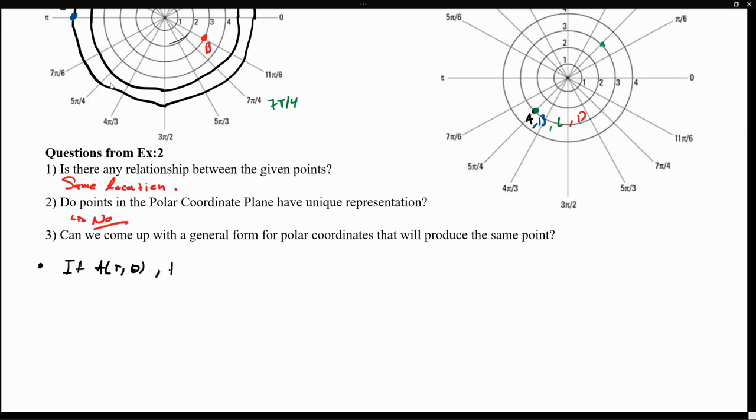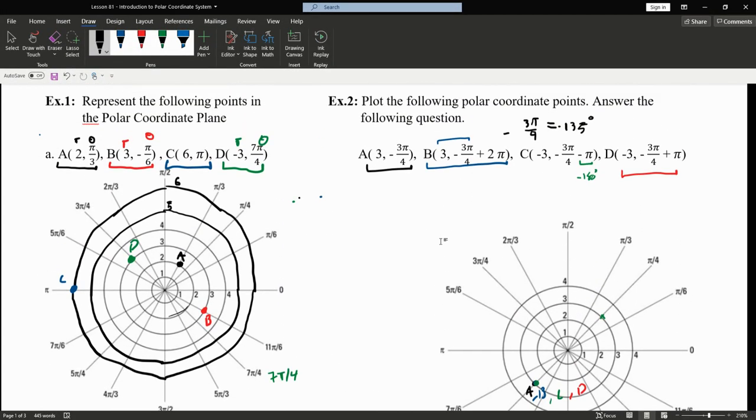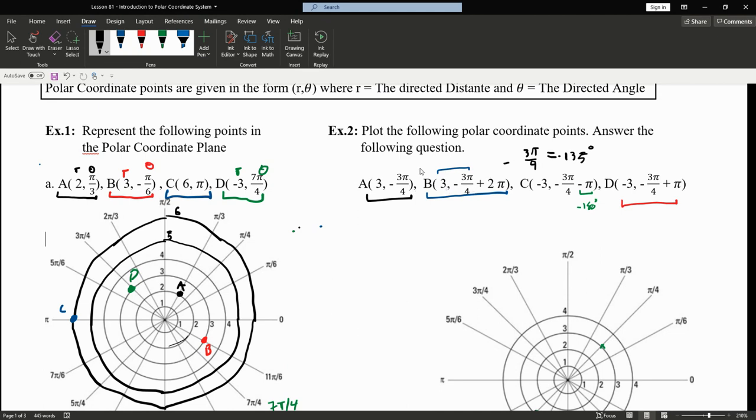then the following will have the same location. Well, I know that if we got a coordinate point and I add 2 pi, I'm going to get the same location, which is exactly what we did between example A and B. The only difference between A and B was that I just added 2 pi. In other words, I just went a full circle. So that's another way to represent the same point.